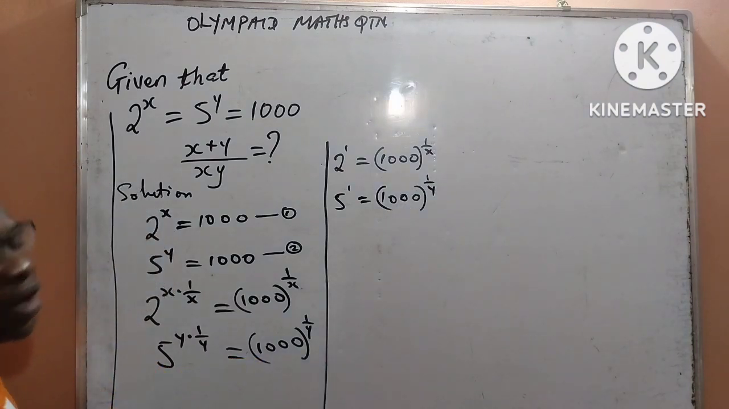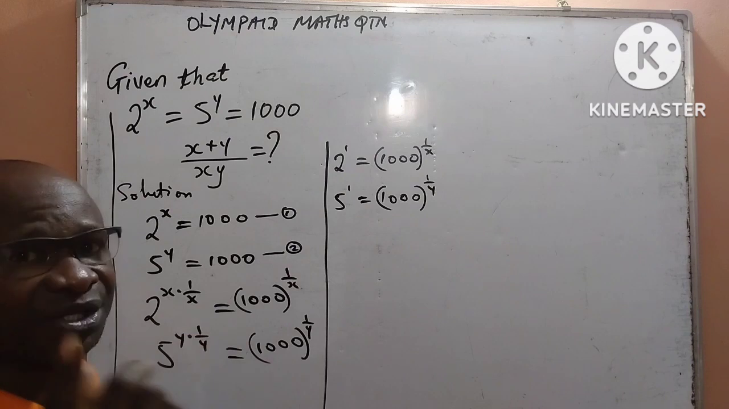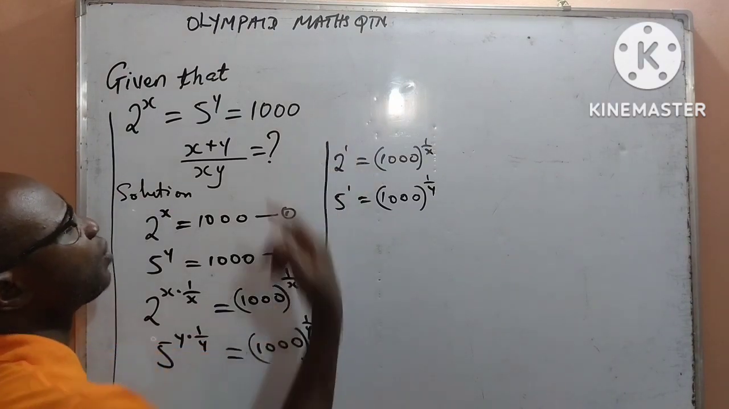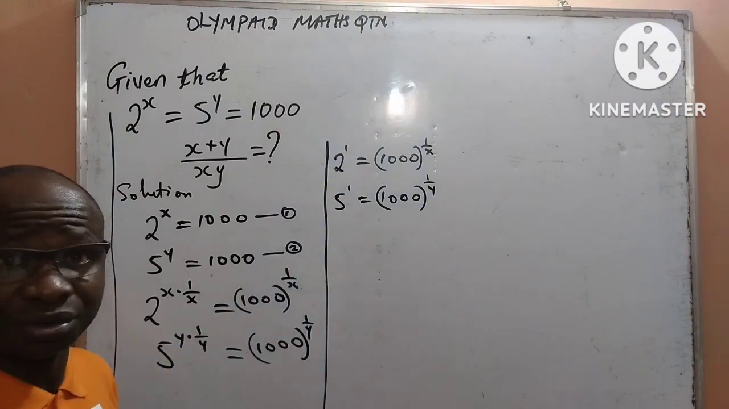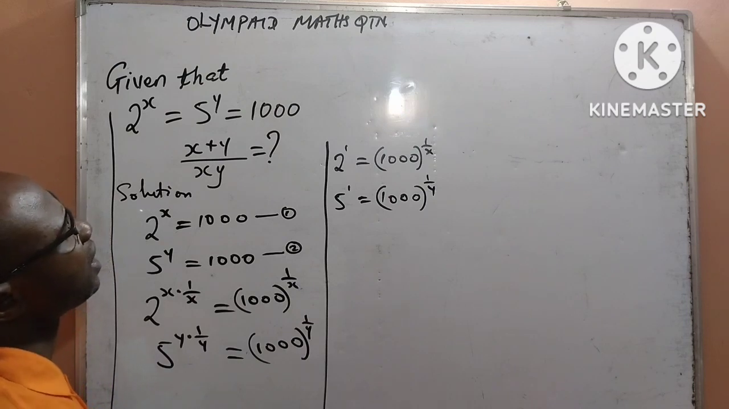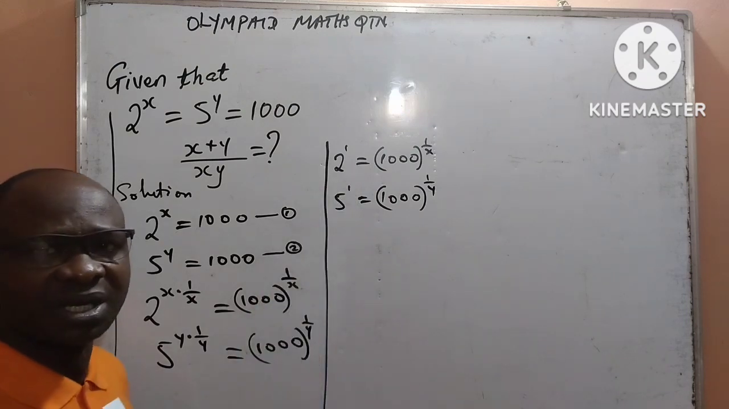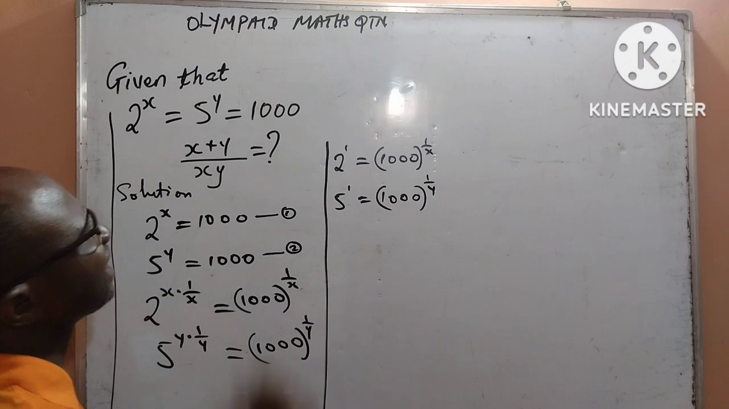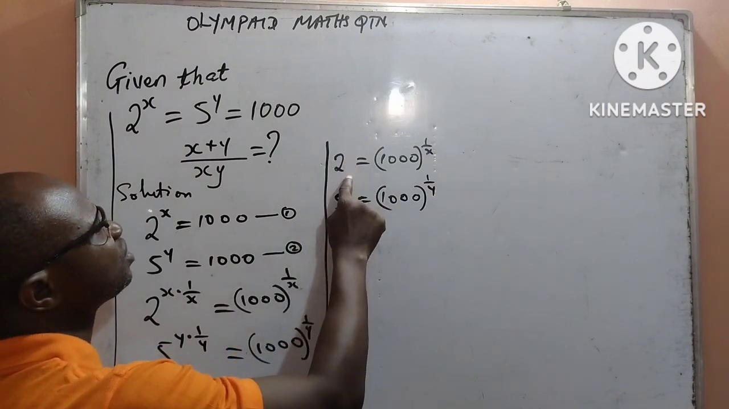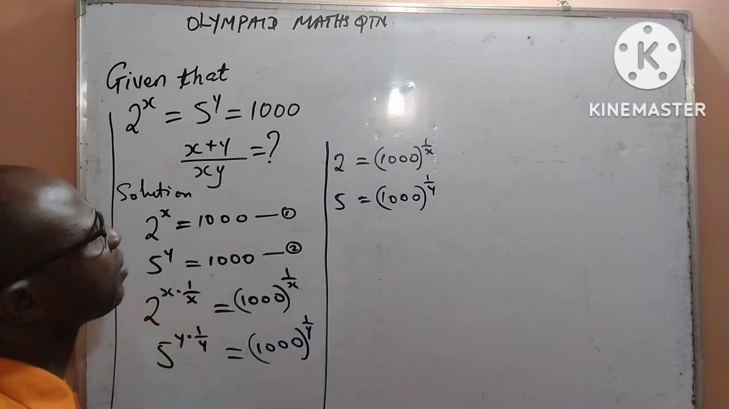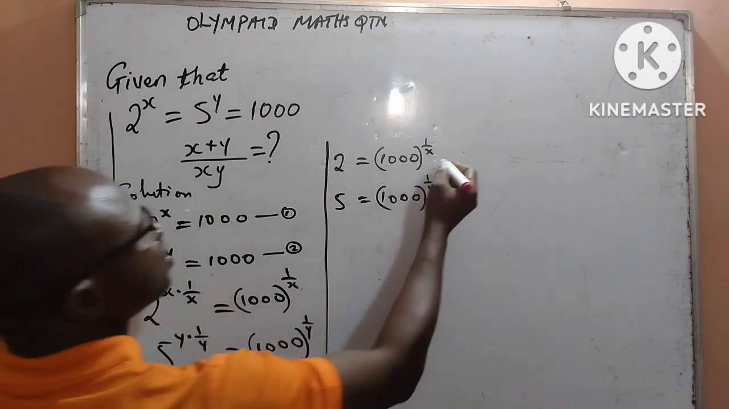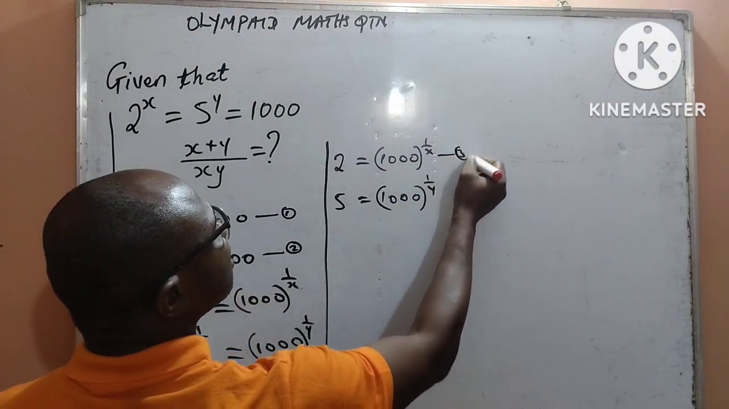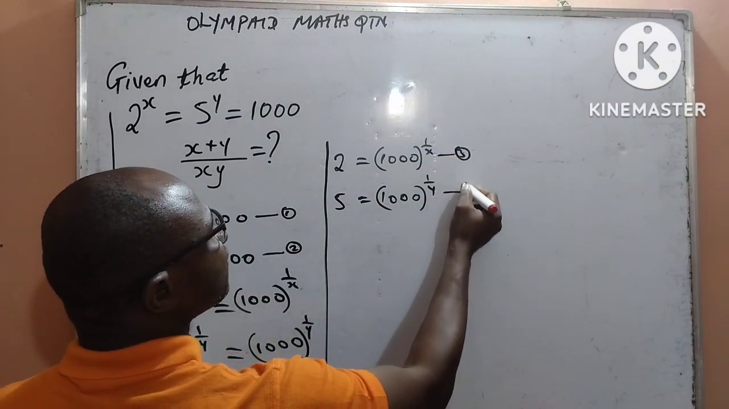Also, I want you to see that 2 to the power 1 is the same thing as 2, and 5 to the power 1 is the same thing as 5. So I can simply put it as 2 and then 5. Let's call this equation 3 and this equation 4.